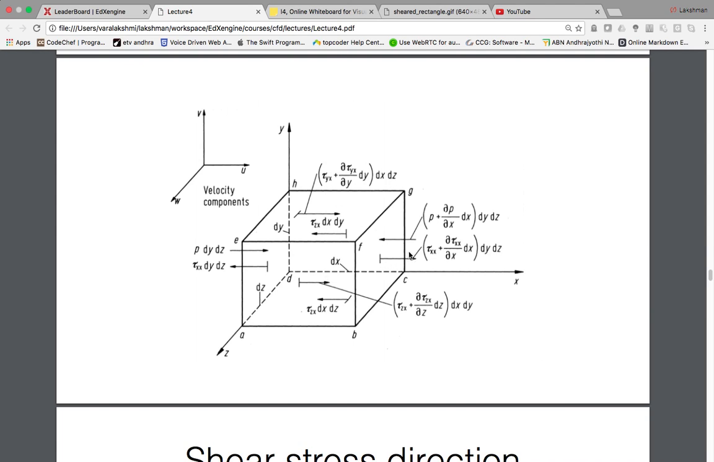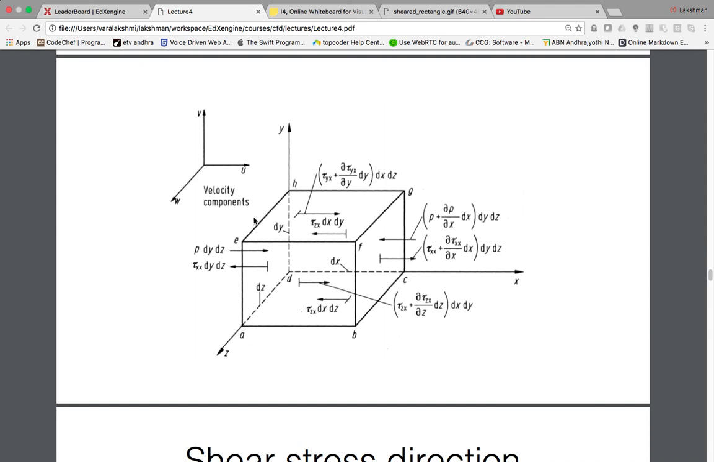In the same way you have the normal stress here, which is tau xx. Since this is the origin, we use tau xx dy dz here as the reference. And then the right side element, which is dx away from the left side element, you get tau xx plus the Taylor series expansion gradient here.